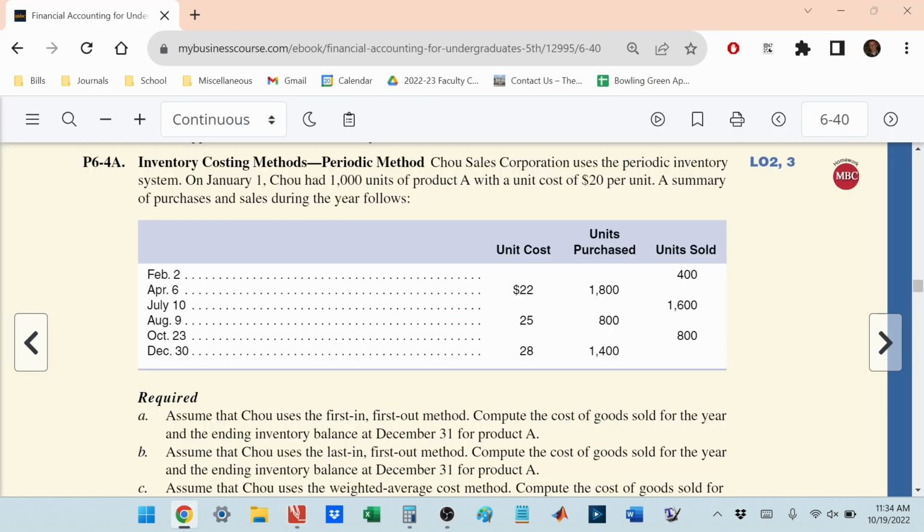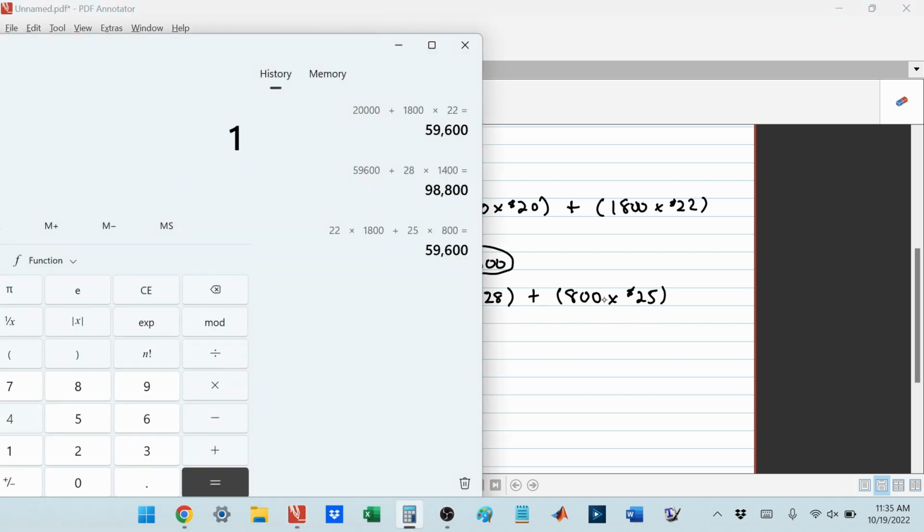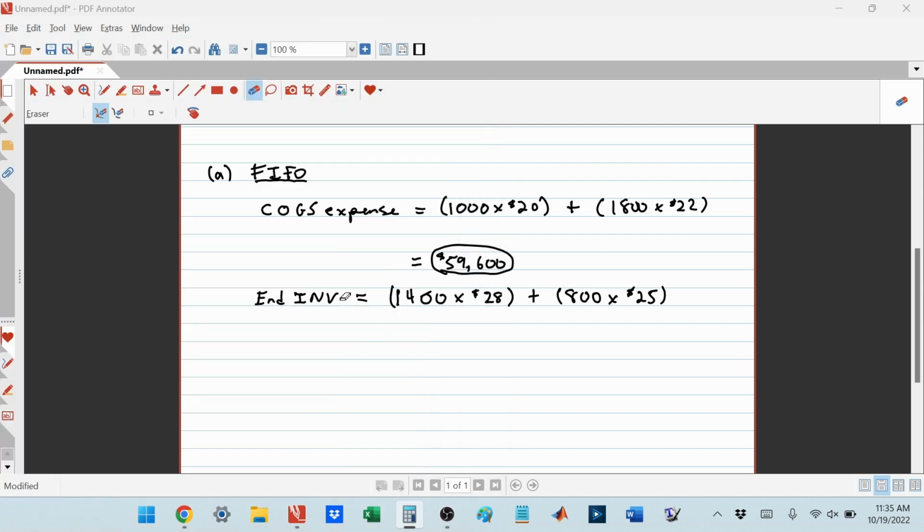And then the 800 that were purchased on August 9th are also assumed to be left in ending inventory. And that totals up to 2,200 units. And the ones that were purchased on August 9th were purchased for 25 bucks each. So here are the 2,200 units that we assume are left in ending inventory. The most recent purchased ones at that price, and then the next most recently purchased ones at that price. 1,400 times 28 plus 800 times 25, 59,200.